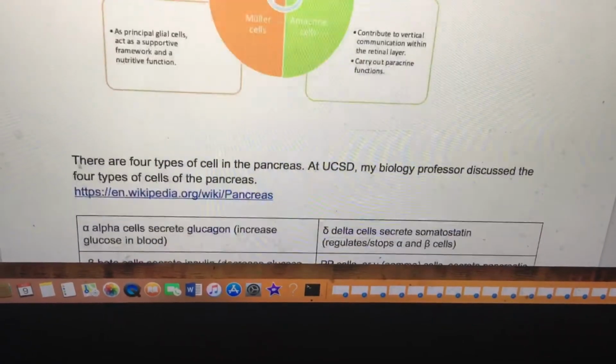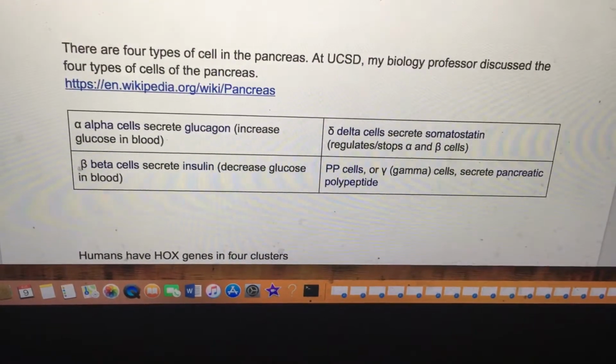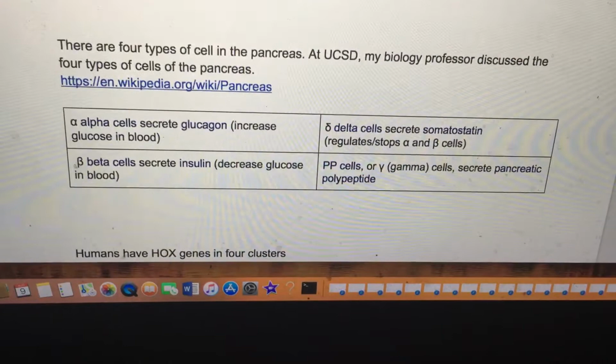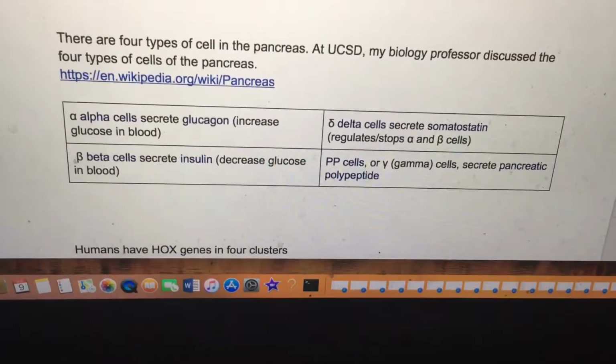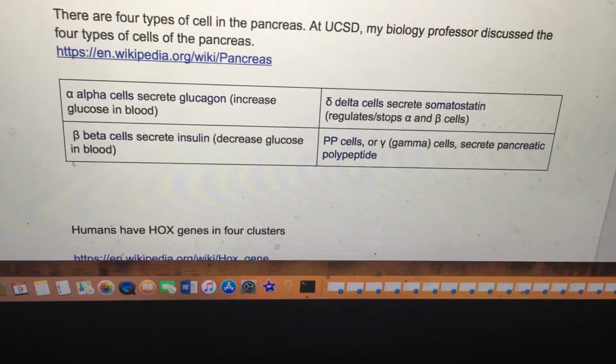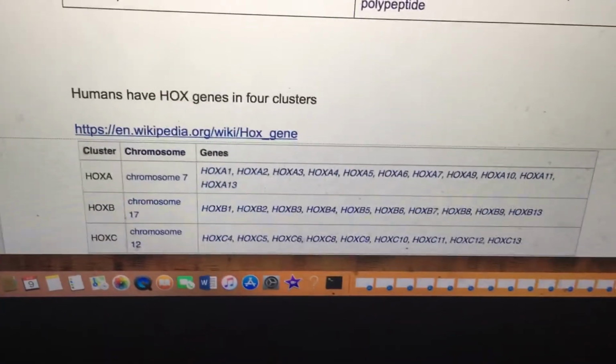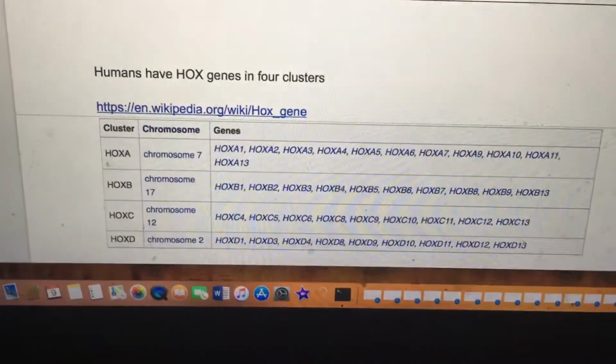Here they are. There are 4 types of cells in the pancreas. At UCSD, my biology professor discussed the 4 types of cells of the pancreas: alpha cells, beta cells, delta cells, and PP cells. Yeah, it sounds funny, PP cells.